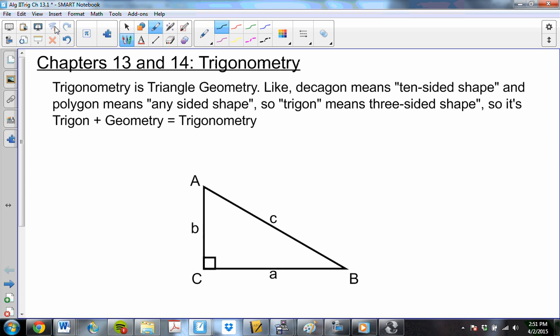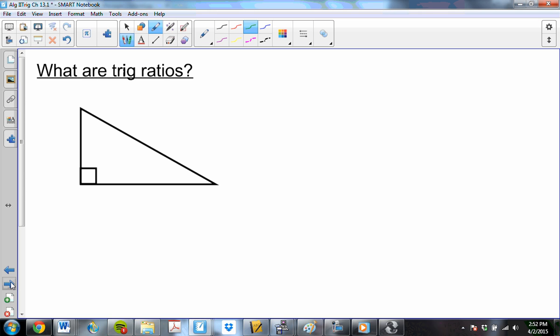The correct term I should be using is subtends. Angle A is opening up onto this point here and this point here. So technically angle A subtends side CB, and that's what we call side A.